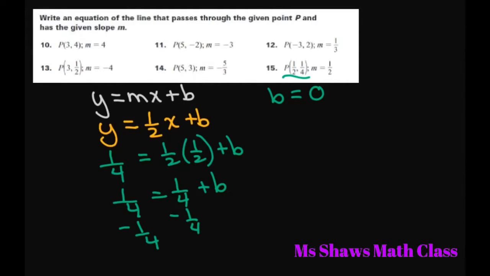Now we're going to substitute. So you have y equals 1 half x plus b, but b is 0, so you're just going to write y equals 1 half x.